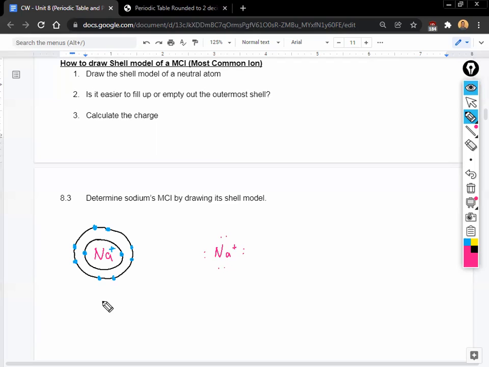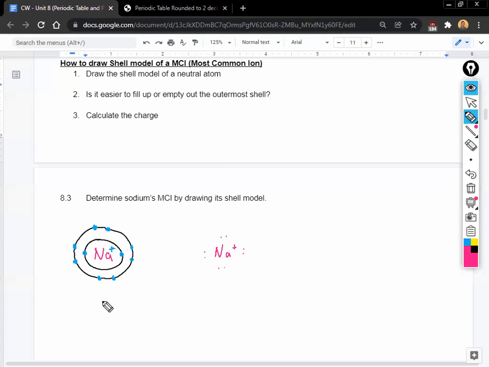For the Lewis structure, we only draw the electrons on the outside. Since Na plus only has 8 valence electrons, we just draw the 8 on the outside. All right, any other questions?